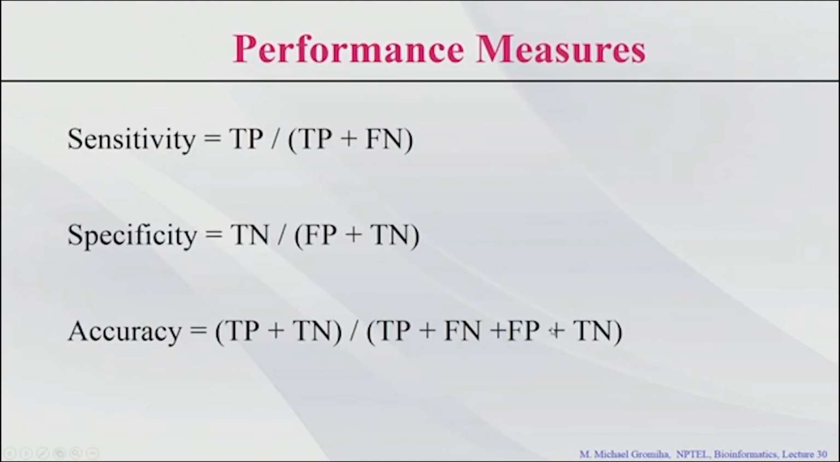So this is the formula to calculate the sensitivity, specificity and accuracy. You can calculate sensitivity as true positive divided by true positive plus false negative, specificity as true negative divided by false positive plus true negative, and accuracy as the number of correctly predicted data divided by the total number of data.